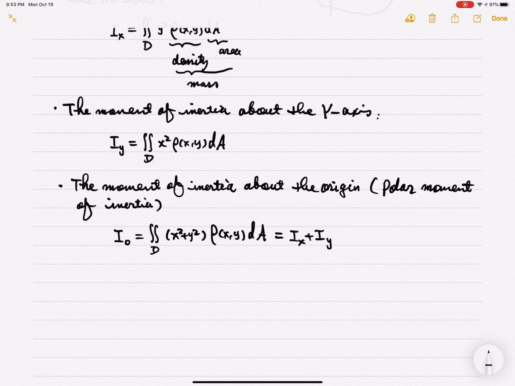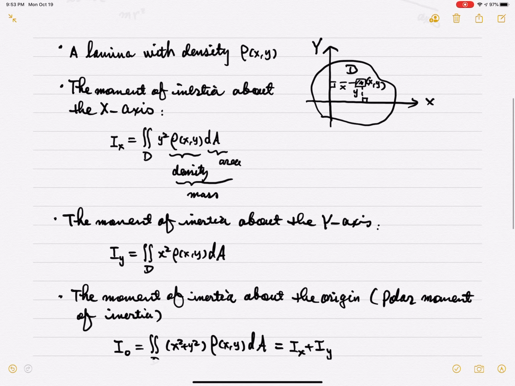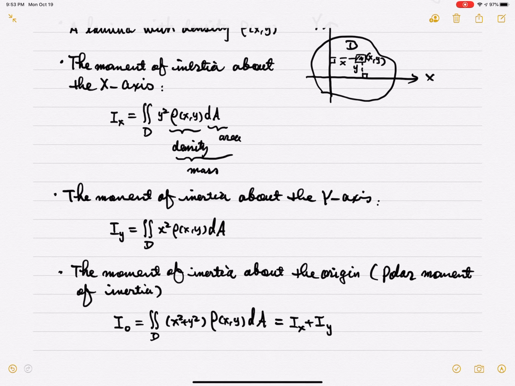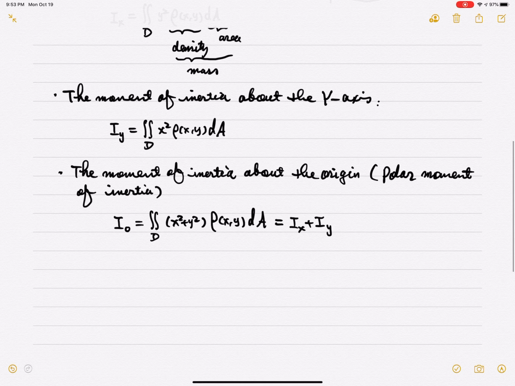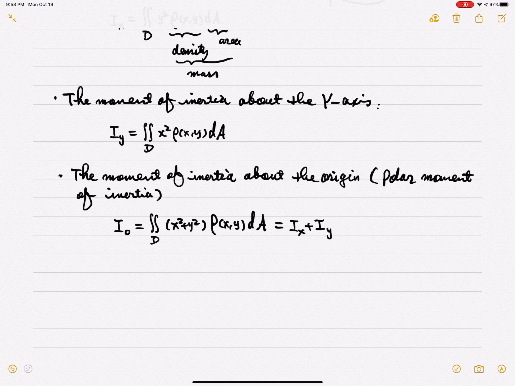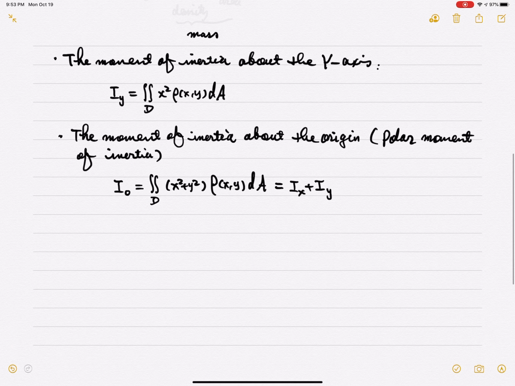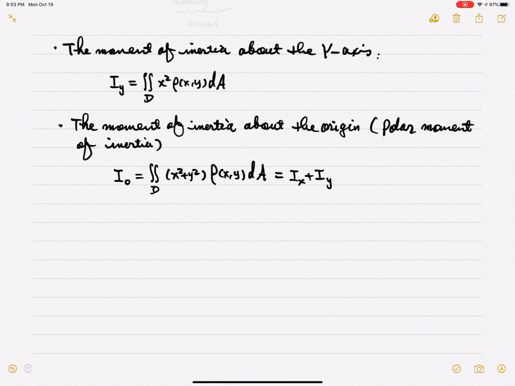So if the region D is given and the density is given, we can find those three: moment of inertia about the x-axis, about the y-axis, and about the origin. Your textbook has an example, and I assigned one problem just applying those formulas. So I'll let you read the example. Now let's move to the next application, which is probability.